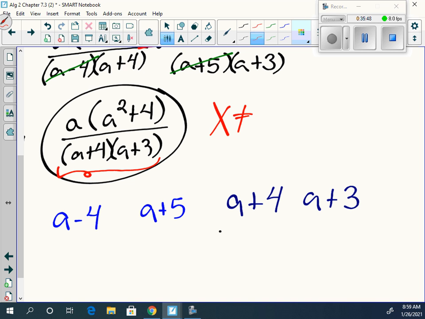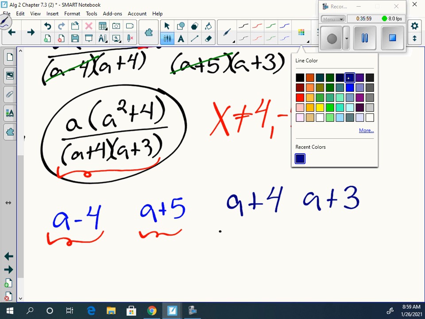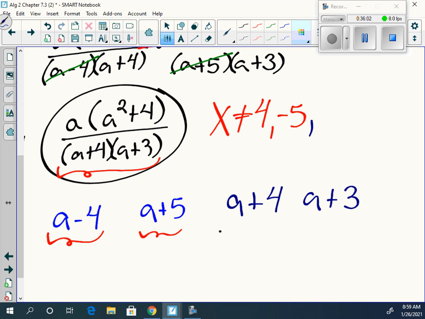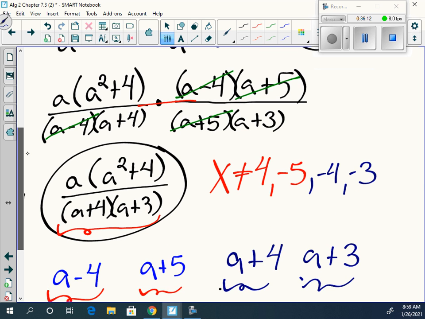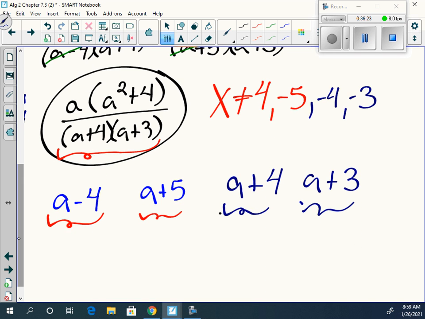So the main ones that we would look at is a minus 4, which would tell us it can't be 4, and negative 5. Right? And let me get my purple back. Now, I would say we also need what? A negative 3. Because even though they're still listed, I still want them to be part of our restrictions. And our a minus 4 and a plus 5 that were on top of this fraction are still listed, still included in our restrictions, so we do have them all. We do have all these restrictions here.